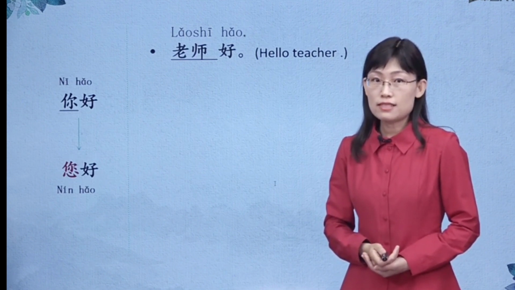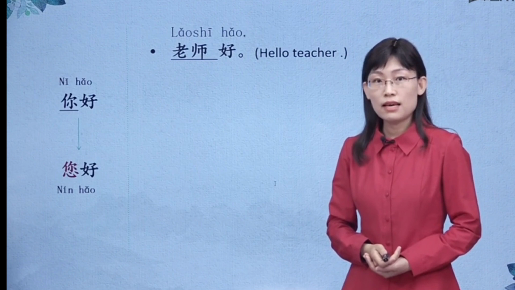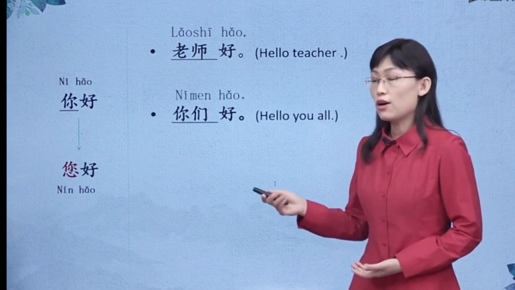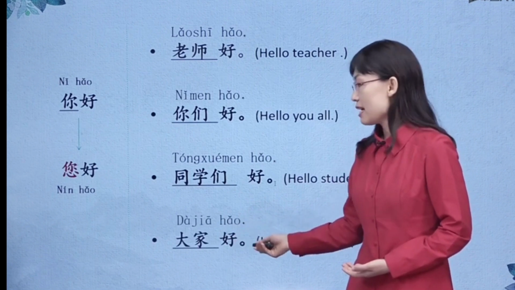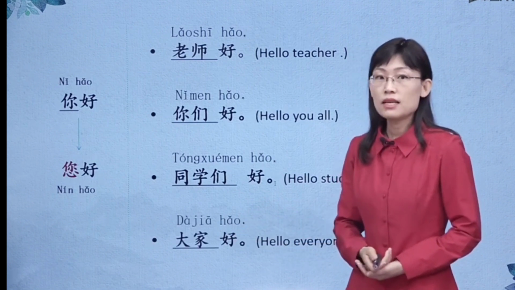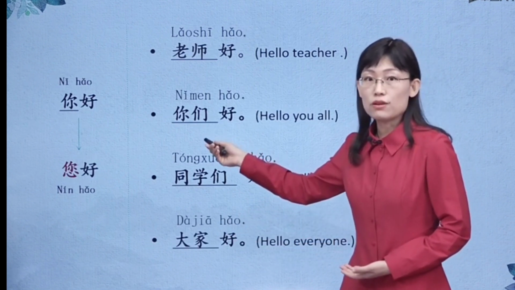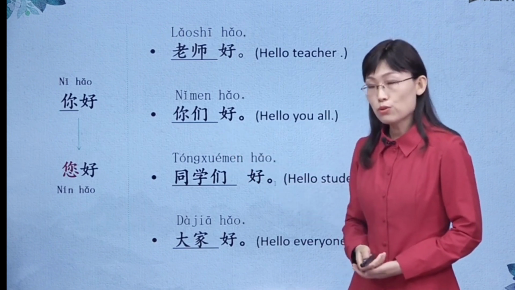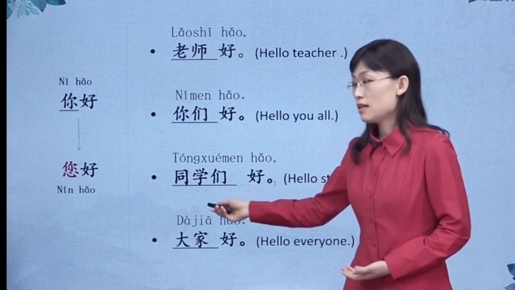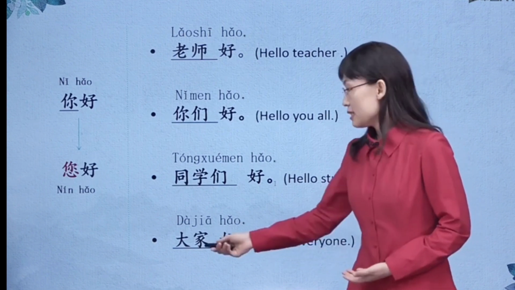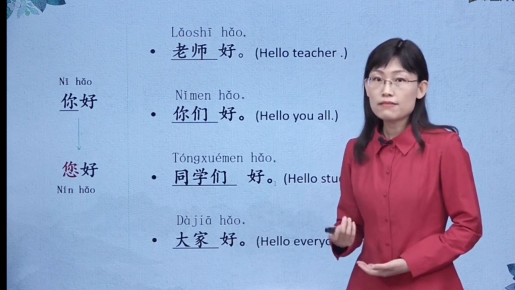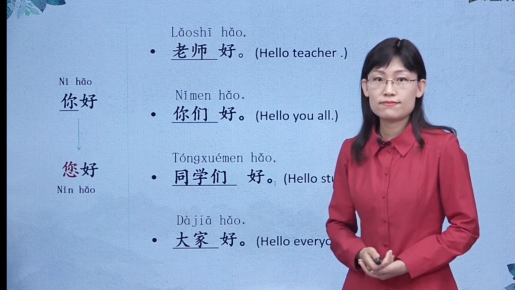When the teacher says hello to all his students, he may say 你们好, 同学们好, or 大家好. 你们 is the plural form of 你. 同学 means classmate, and 同学们 is a plural form. 大家 refers to everybody that you are talking to.